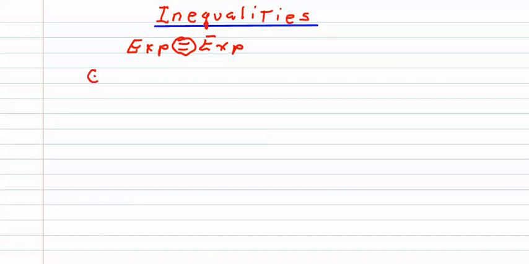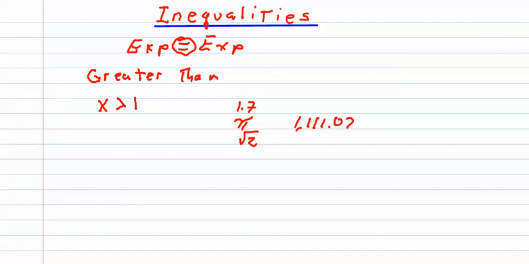For instance, greater than, we might look at all the numbers larger than 1. The notation we use would look like this. X is greater than 1. It could be numbers like 1.1, 1.7. It could be pi. Could be the square root of 2. It could be 1,111.071. There's an infinite number of numbers larger than 1.